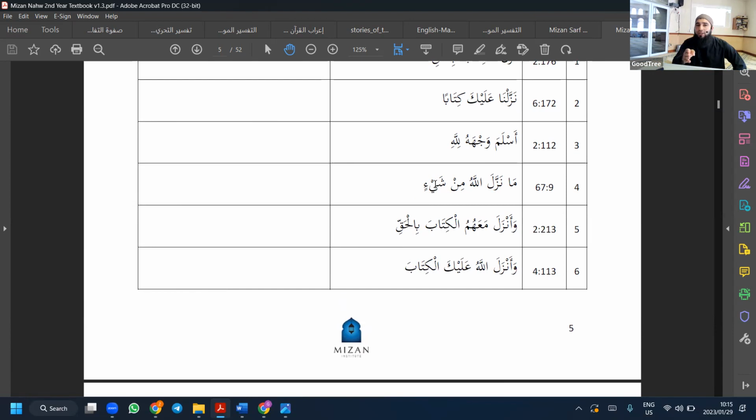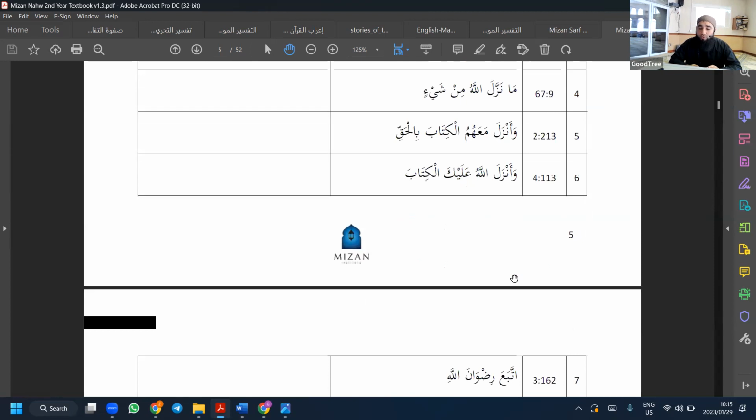Where's the verb? نزل. Where's the fa'il? نزل الله. There's nothing at the end. Is there anything on the left? Allahu. You can see it's in raf. Right, that's my fa'il. Okay, all right. We'll pause here for now, inshallah.